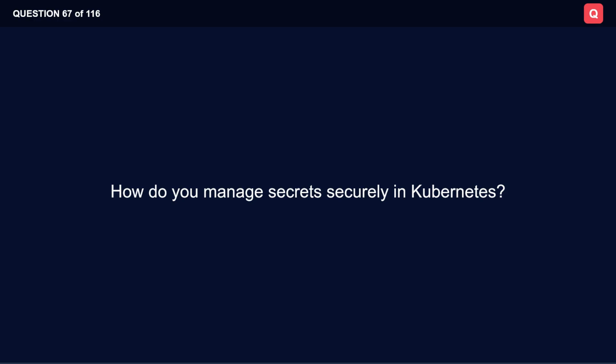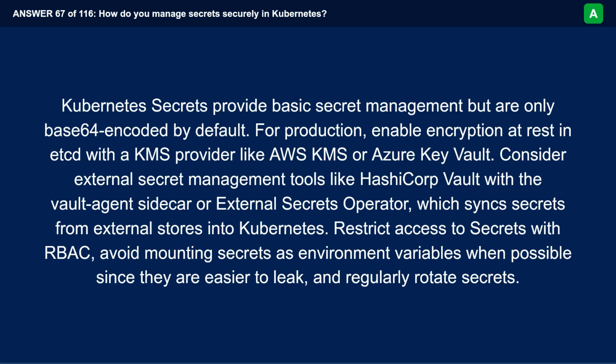How do you manage secrets securely in Kubernetes? Kubernetes secrets provide basic secret management, but are only base64 encoded by default. For production, enable encryption at rest in etcd with a KMS provider like AWS KMS or Azure Key Vault.